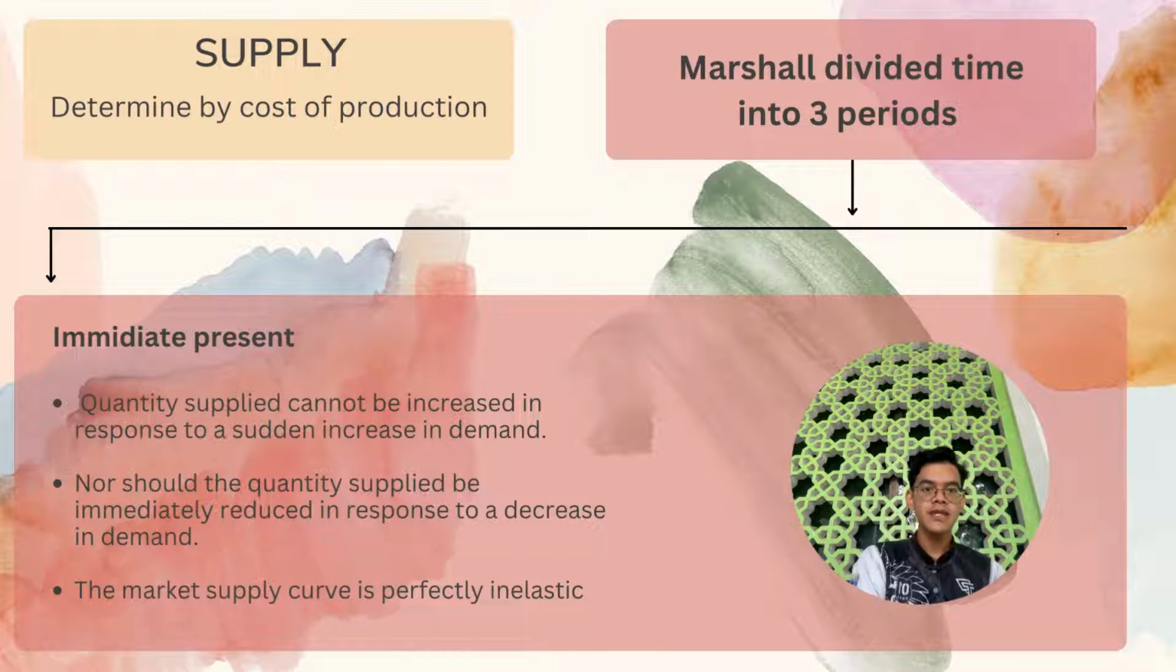For intermediate present, market price is referring to the present with no time allowed for adaptation of the quantity supplied to change in demand. So quantity supplied cannot be increased in response to a sudden increase in demand, nor should the quantity supplied be immediately reduced in response to a decrease in demand. It is because it will take time for the production to reduce the inventory.